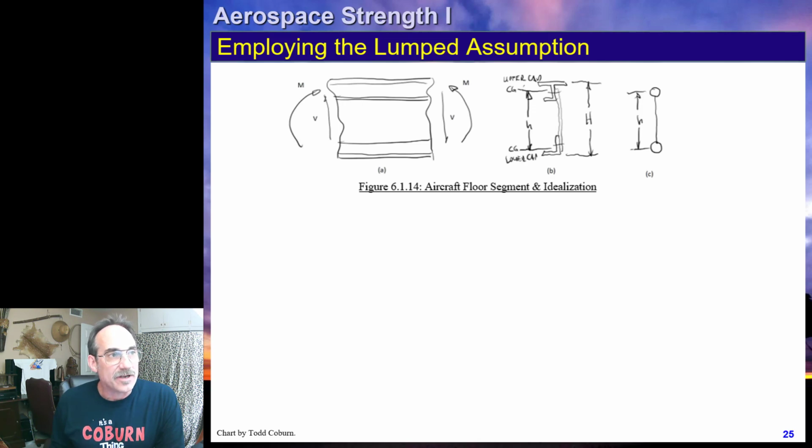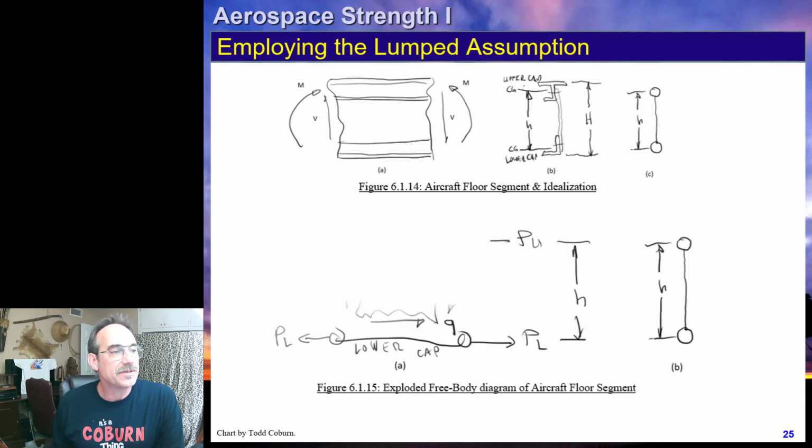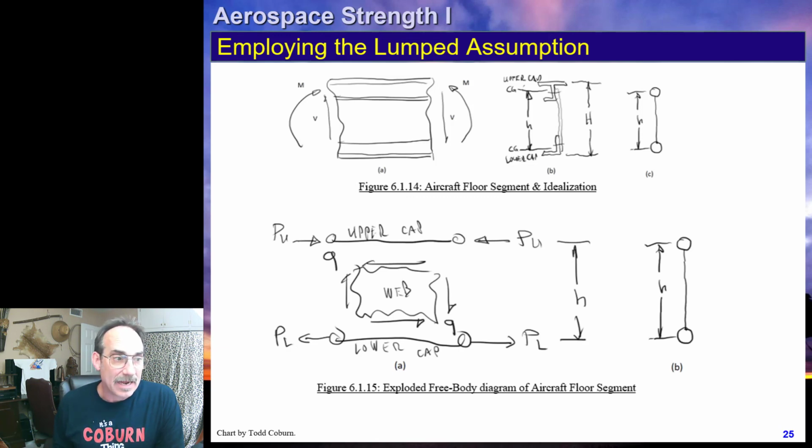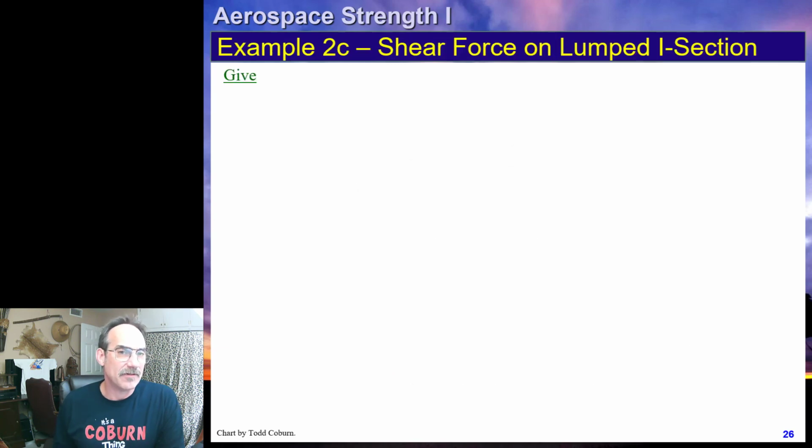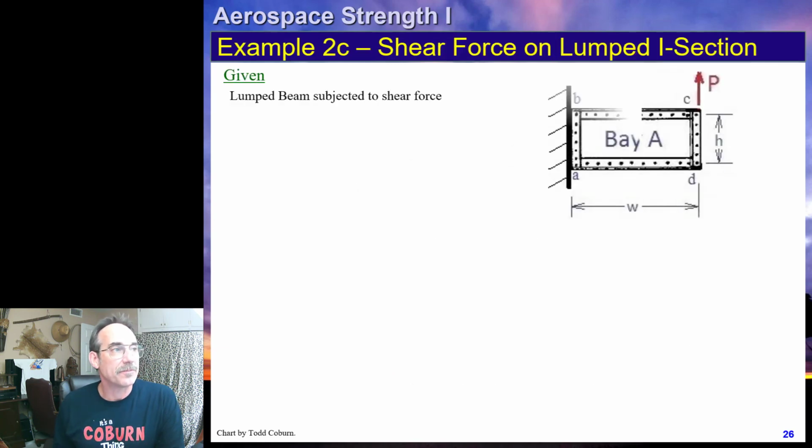Once again, this is our lumped assumption for beams, and we can actually break this up with this kind of exploded free body diagram. This is actually getting a little ahead of ourselves. We're going to do more of this in 3.2.7.1. I don't think we're going to do a lot of that the rest of this lecture.